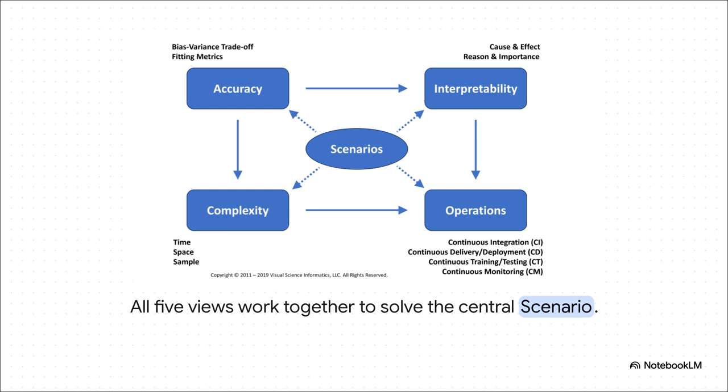See how everything starts from the scenario in the middle? That why defines what you need. Does your scenario demand crazy high accuracy? Well, then you better be ready to manage that bias-variance trade-off we talked about. But wait, that's going to be in tension with complexity, right? Do you actually have the time, space, and sample resources to pull that off? And what about interpretability? Do you need to explain cause and effect to your users? Because that choice is going to impact your operations pipeline. It's this beautiful web of trade-offs, and it's all driven by that one central problem you're trying to solve.